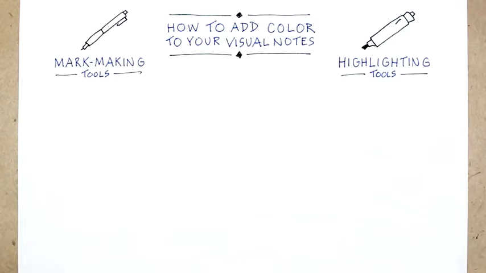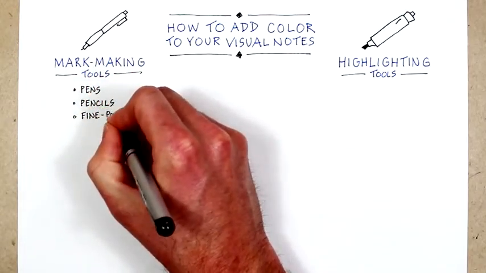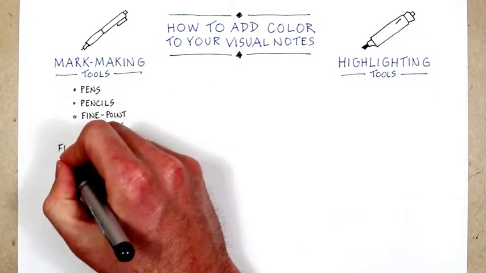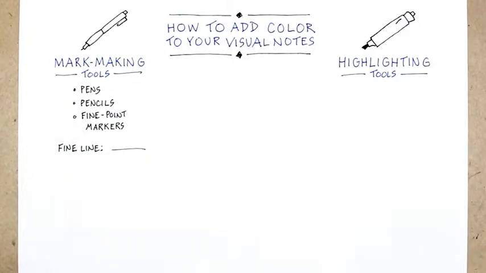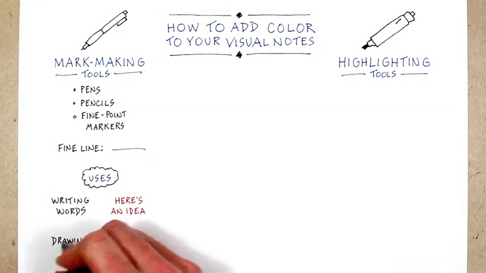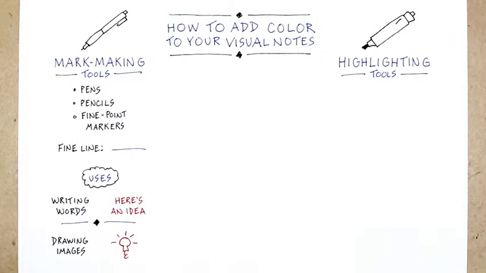When I talk about mark-making tools, I mean things like pens, pencils, and maybe finer pointed markers. With these tools, you make a relatively fine line. And what you can do with those lines, as we've seen in previous lessons, is combine straight ones with curved ones in order to create the words and the images that you've already practiced in earlier modules. So in this category, you are using a tool of a particular color to make recognizable marks on the page, be they words or images.